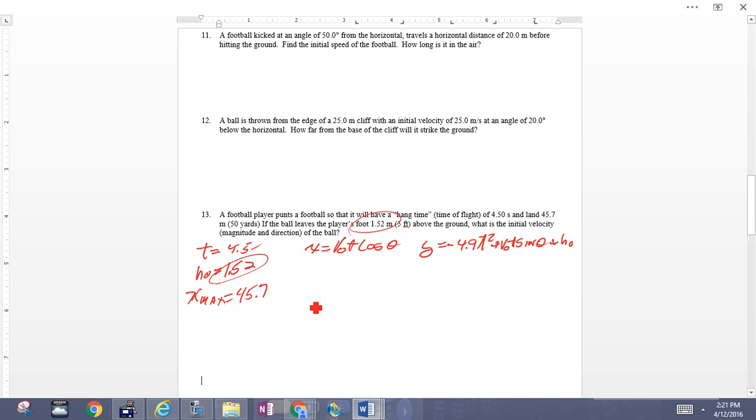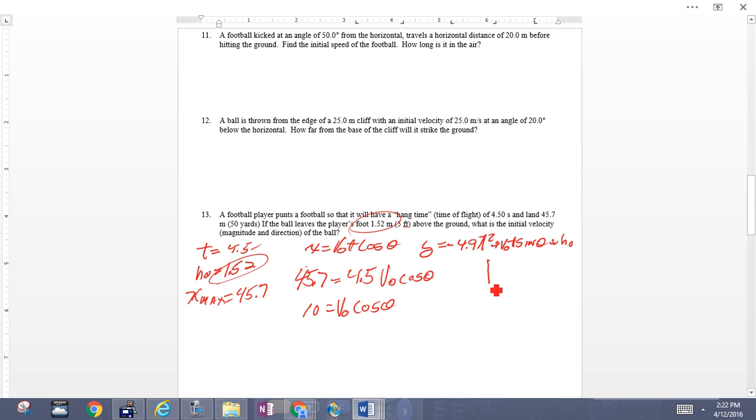So we could see in the x equation what we have. 45.7 equals the time, which is 4.5, times V0 cosine of theta. Now, I'm just going to do this division, 45.7 divided by 4.5, and say that's roughly 10. I'm just going to call it 10 for easy calculations. That's V0 cosine of theta. Agreed? That's V0 cosine of theta.